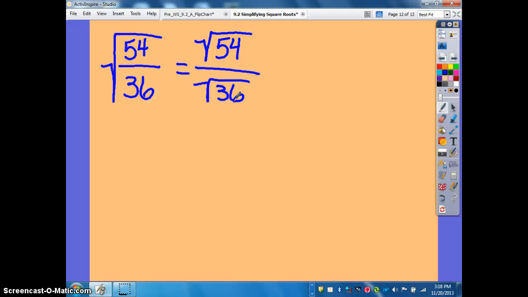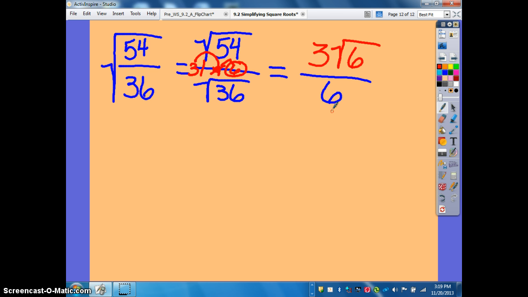Okay, we'll see if your answer on your board matches the correct answer. Do the denominator first. It's a perfect square. The square root of 36 is 6. 54, not a perfect square. However, this can be broken down to 9 times 6. So the 9 can be broken out. 3 is its perfect square, and I still have 6 left inside. So my numerator now becomes 3 times the square root of 6 all over 6.